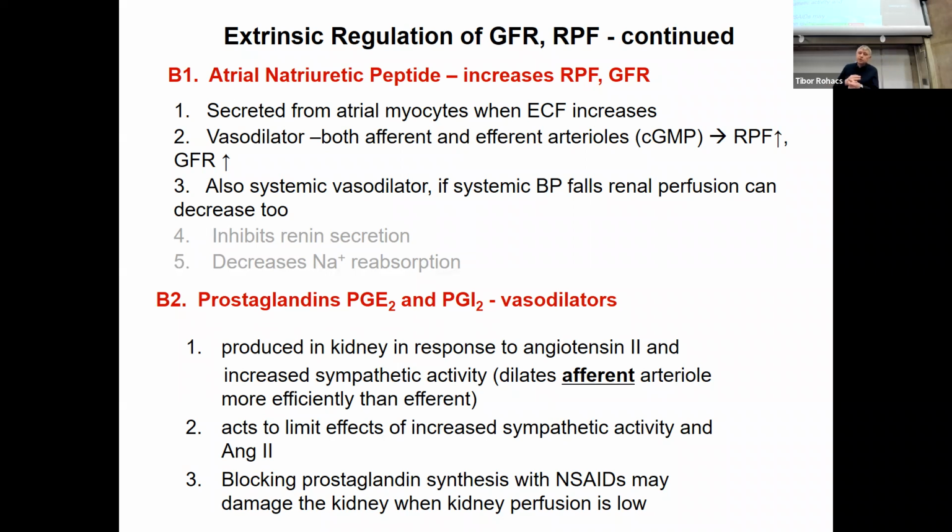And the reason to know this is that non-steroidal anti-inflammatory drugs like ibuprofen, Motrin, these compounds, they block the formation of these prostaglandins. And if somebody has a low kidney perfusion or is heavily dehydrated, it could be dangerous to take these drugs, because basically these vasodilators can be the last little thing that keeps the kidney being perfused. And if you block it, then you can basically stop kidney perfusion. So this is something to keep in mind.